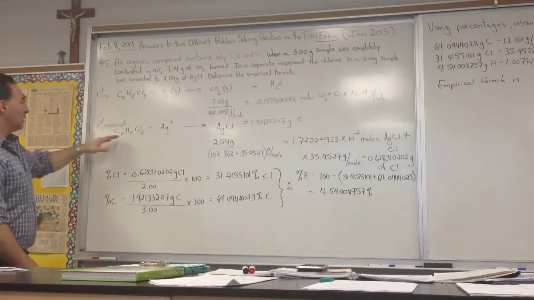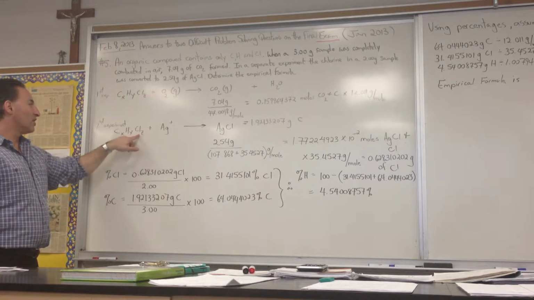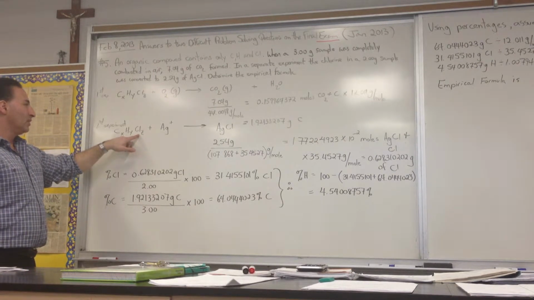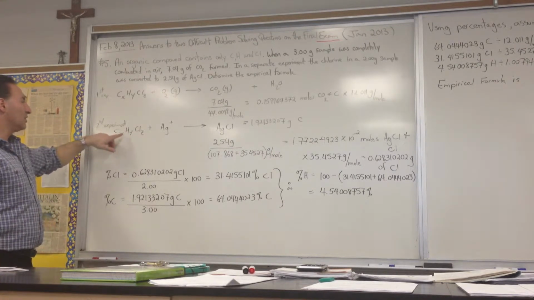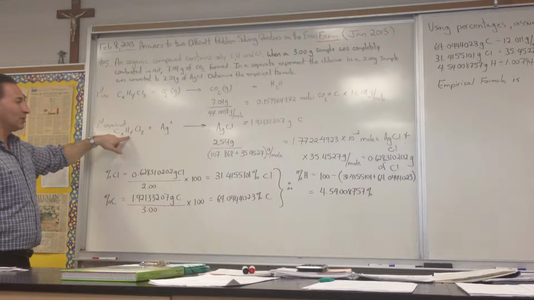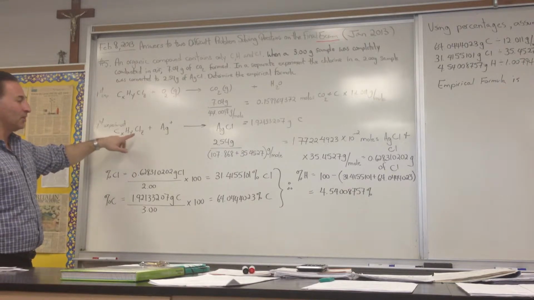The next experiment allows us to determine the percentage of chlorine in the sample. And once we have the percentage of chlorine and the percentage of carbon, by subtracting from 100, we'll be able to obtain the percentage of hydrogen. That's the trick to solving this problem.